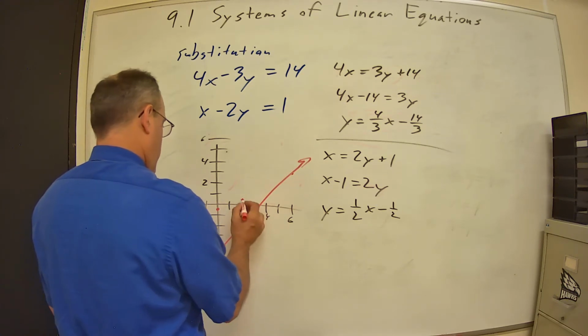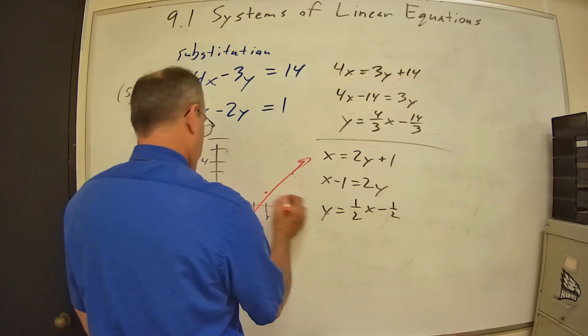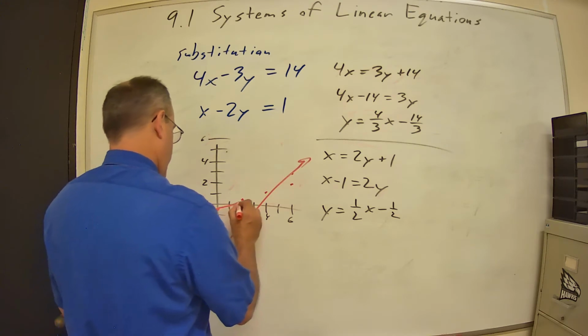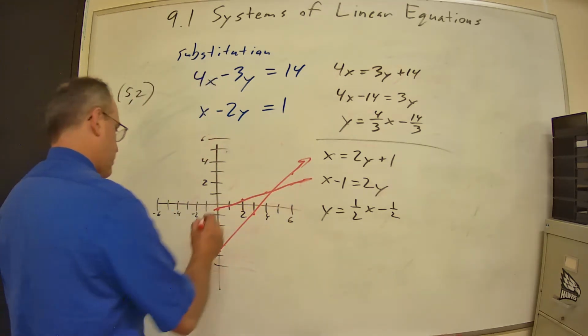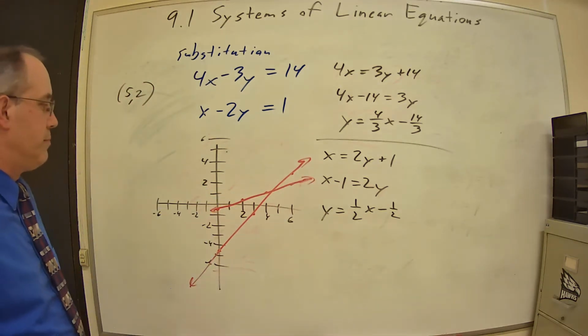Up by 1. Over by 2, up by 1. Over by 2, up by 1. So I have this and trying to draw it as best I can. So I have my other equation.